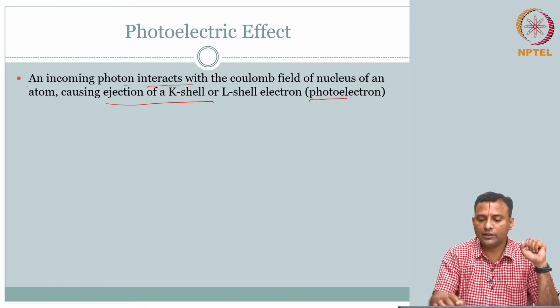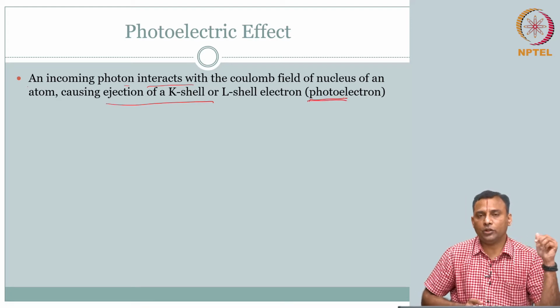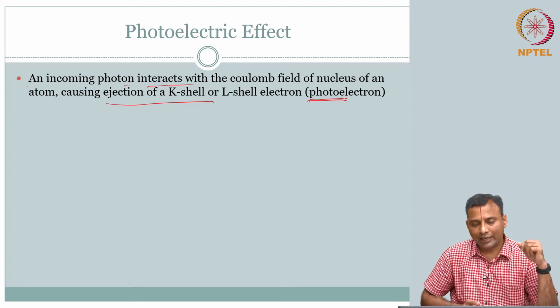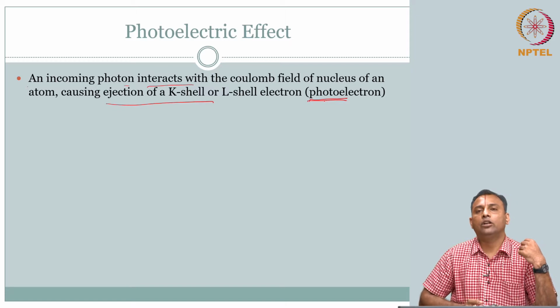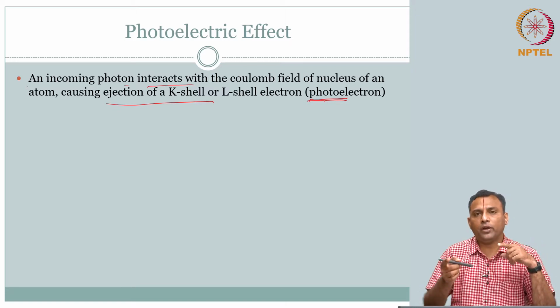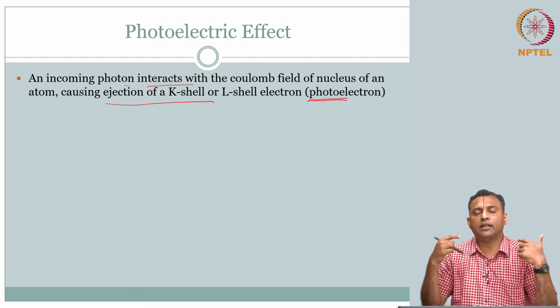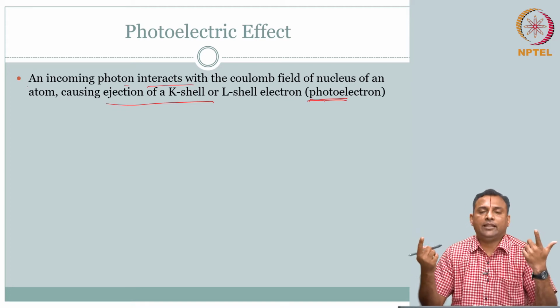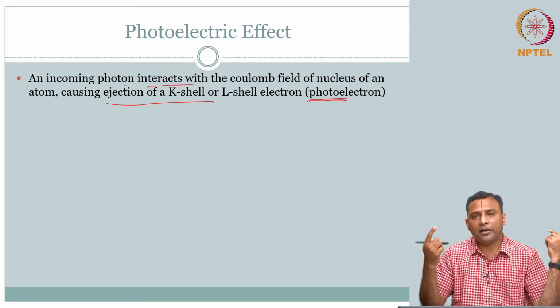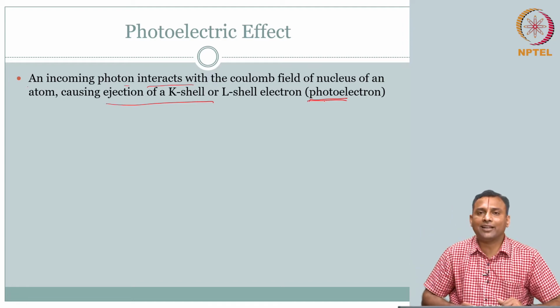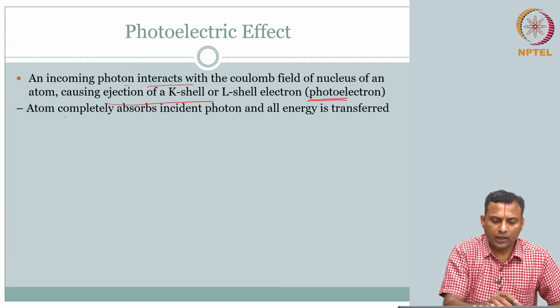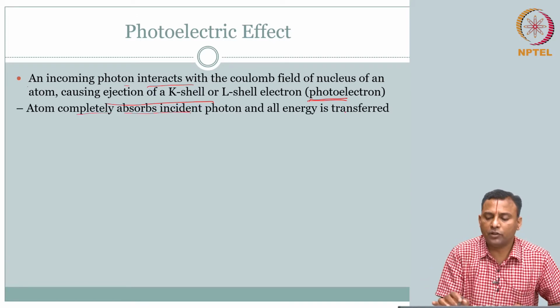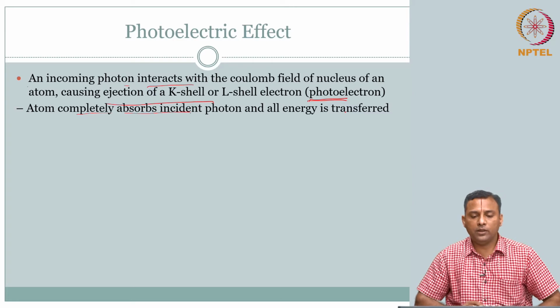That electron is called a photoelectron, because you have the photoelectric effect. So, this electron is coming out because of the photoelectric effect. This photoelectron can do what we studied before, right. That is an electron which has energy. So, being particulate, it can subsequently go on to do whatever interactions we already covered for particulate radiation. So, the atom completely absorbs the incident photon and all energy is transferred.